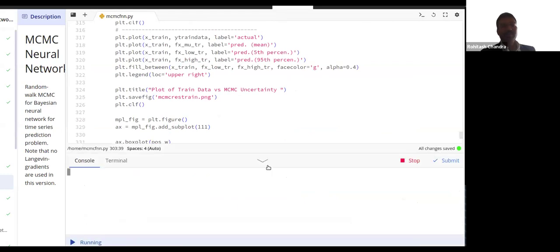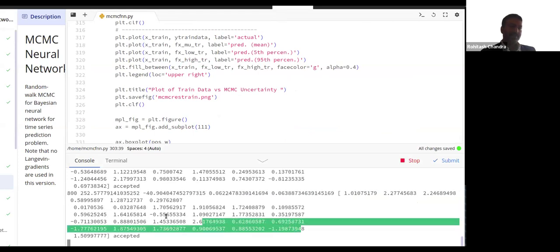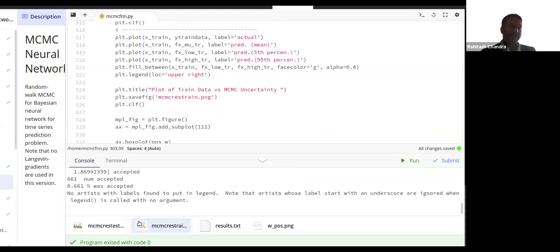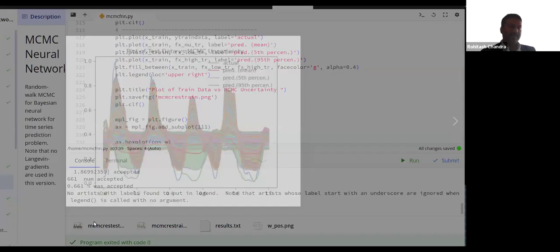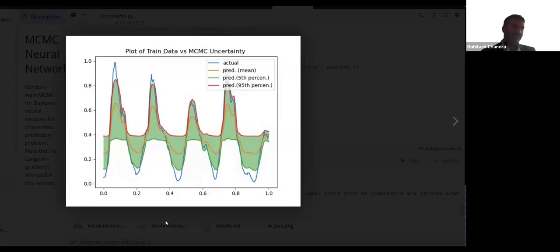So you can run this, and you will see some of those plots, and we are also plotting the weights and the biases. What we see is all those accepted samples. It's not really useful, but it's just for visualization purposes. So you see that a lot of uncertainty is there.